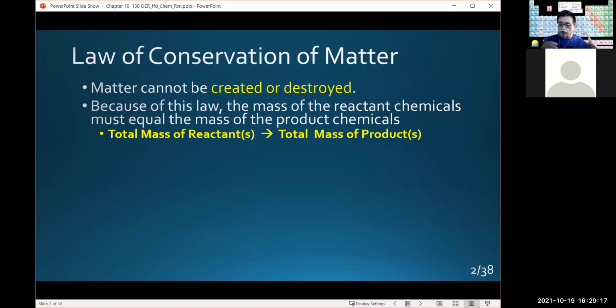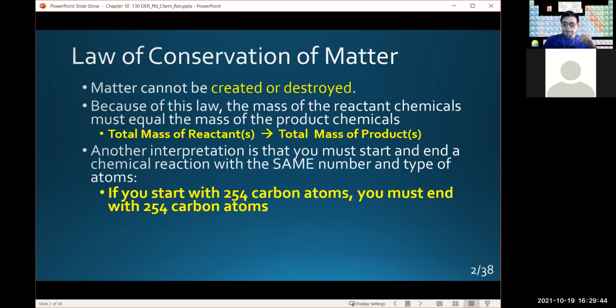We do know that the total mass of reactants, if I start off with 100,000 grams of reactants, when I'm done doing whatever I'm doing, I'm going to have 100,000 grams of product. And it's an extreme example. If I start with 10 grams of reactants, I end up with 10 grams of products. We can extend that by saying, if I start off with 10 million carbon atoms in the beginning with whatever I'm reacting, when I finish, I will have 10 million carbon atoms. And that's true for any atom.